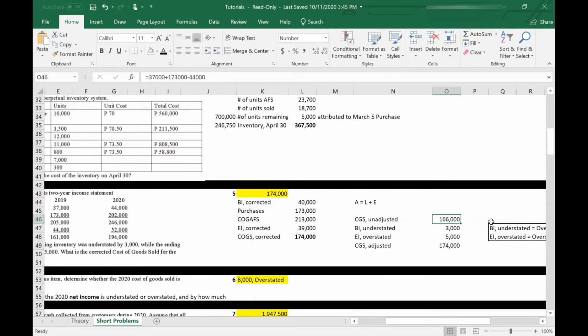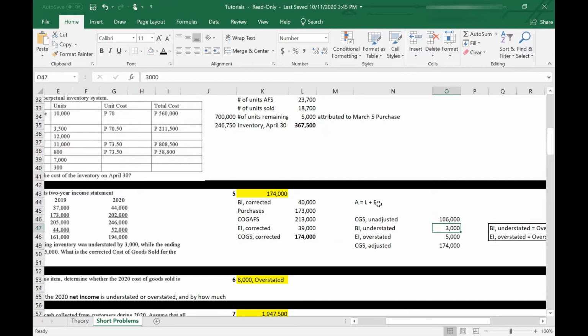is understated. Again, your beginning inventory affects your equity. If your beginning inventory is understated, meaning the cost of goods sold is also understated. So we add 3,000. Next, your ending inventory is overstated. If your ending inventory is overstated, it means that your assets are overstated. For the accounting equation to balance out, it implies that your equity is also overstated.